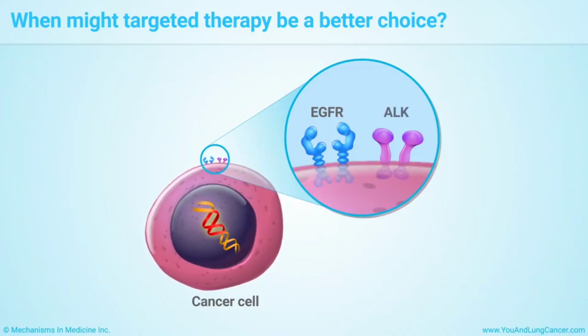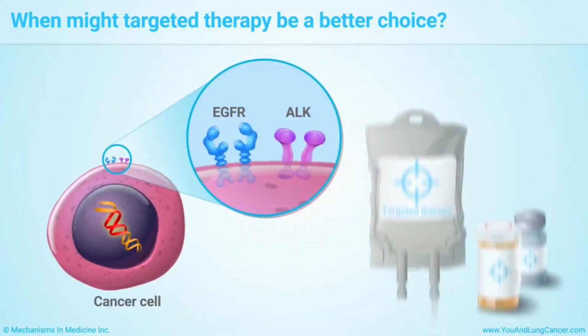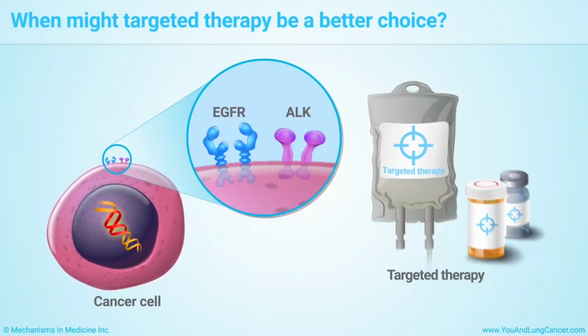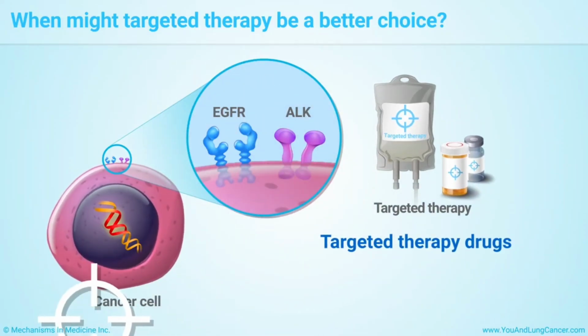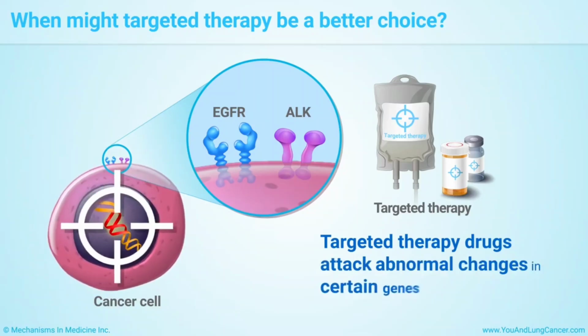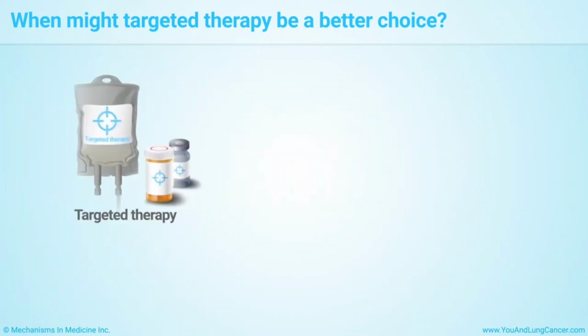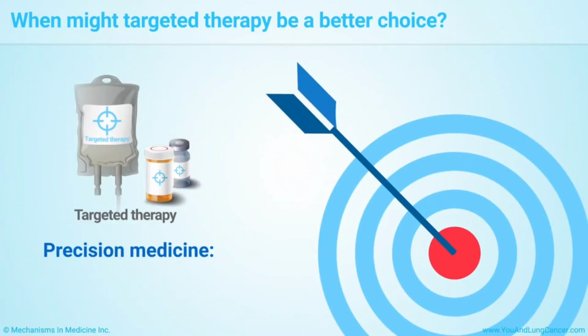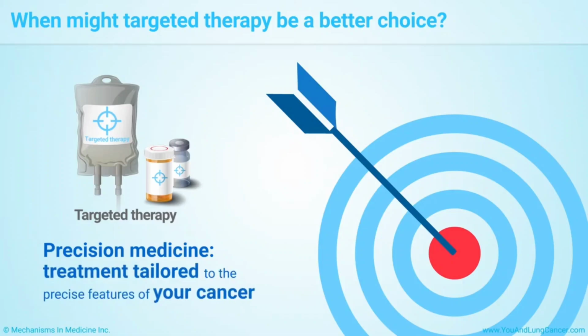If it does, your doctor may recommend that you get targeted therapy first because it will do the best job of shrinking your tumor. Targeted therapy uses drugs to attack abnormal changes in certain genes in the cancer cells. Like immunotherapy, targeted therapy is a kind of precision medicine. Precision medicine means treatment that is tailored to the precise features of your cancer.